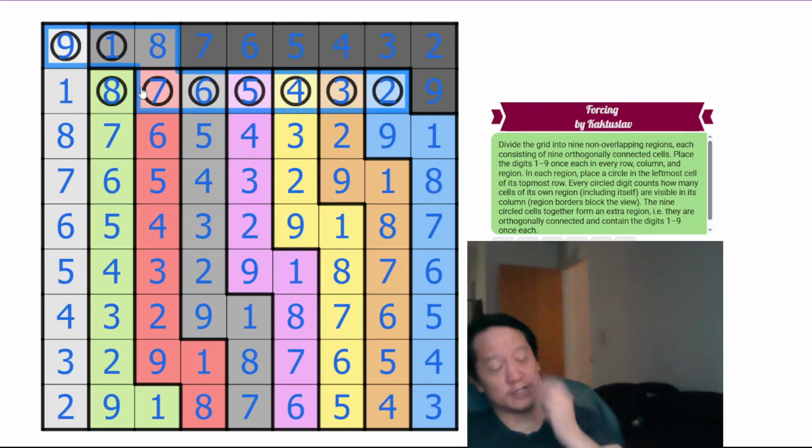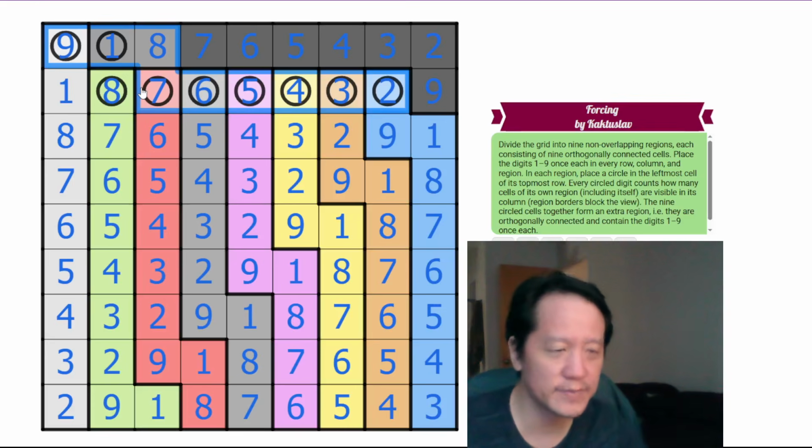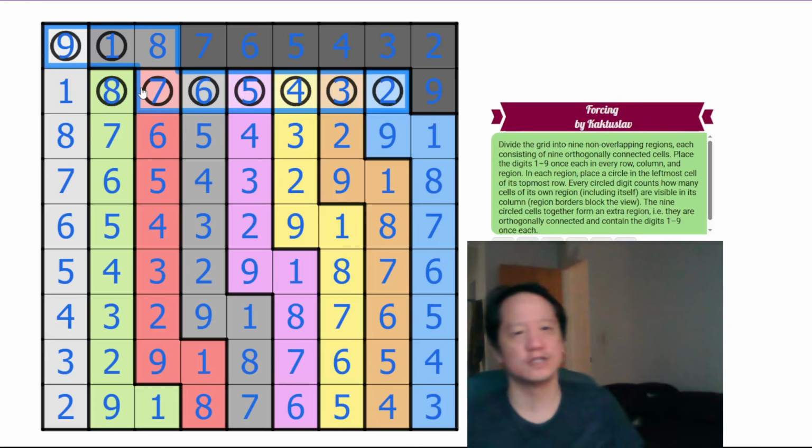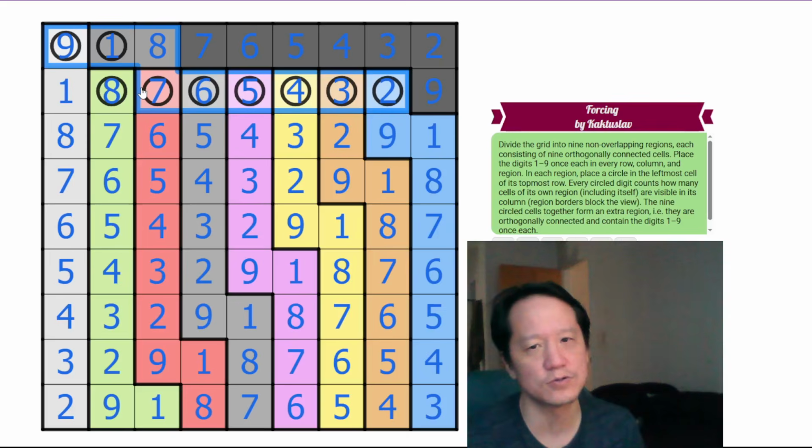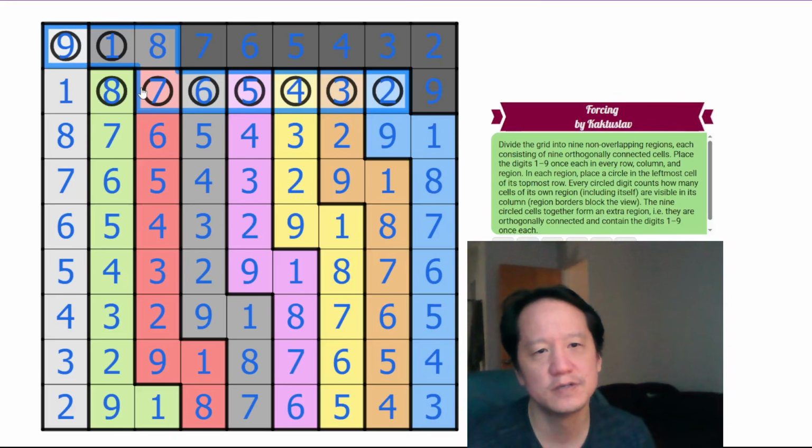I guess I could put this as easy. The logic behind it is basically just the logic of the circled cells. And that's fairly simple to come up with. And then the execution's very easy. So that's not too bad.